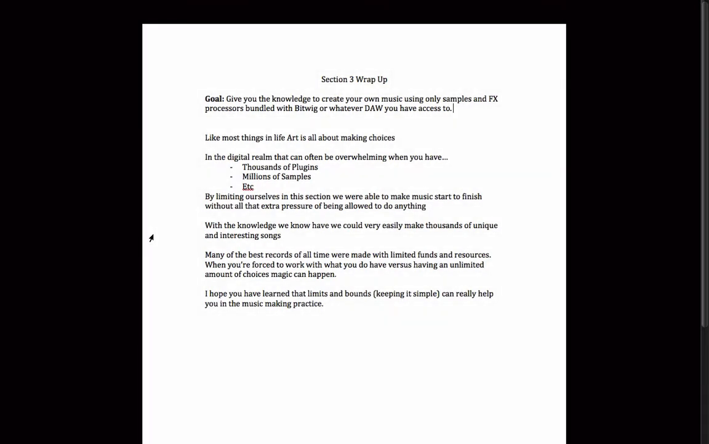This is lesson 3.56, and in this lesson we're just going to quickly wrap up section 3, a section that has been incredibly long. This wrap up is probably only going to take a couple of minutes.